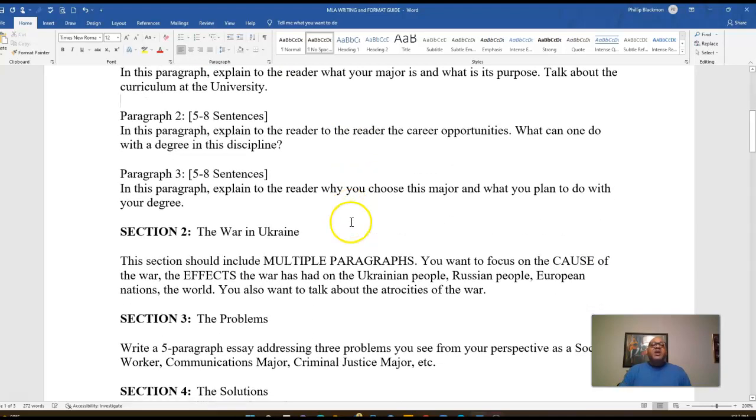And in the third paragraph, you are going to explain to the reader why you chose your major and what you plan to do with your degree, okay? What was so interesting about communications? What was so interesting about social work? What was so interesting about urban region planning? I know I'm saying that wrong. But what was so interesting about this major that you decided that this is what you wanted to focus on?